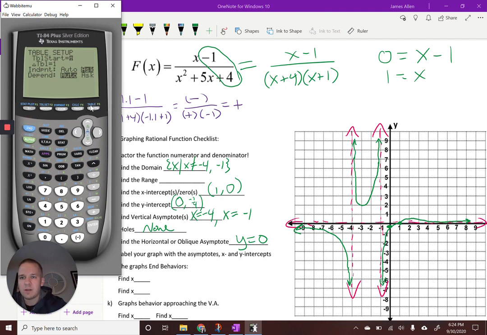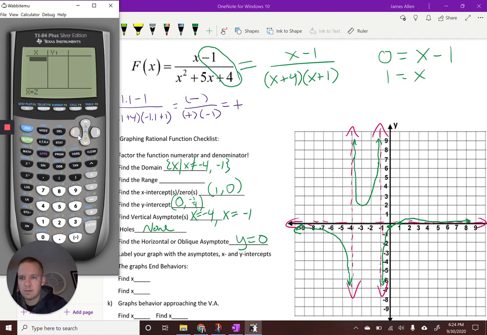I might have to just clear the table. There we go. Got it cleared. So if I plug in some values like, let's just say, how about 2? We want 2. Hit enter. Oh, I get a positive number, right? Interesting. So it is above my x-axis.